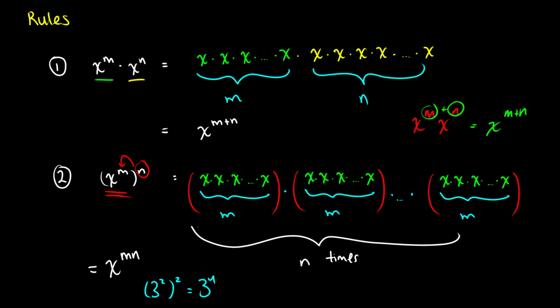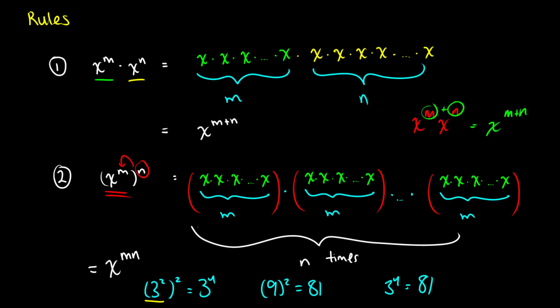So what is 3 squared? Well, that's 9. So if we square 9, we get 81. Another way of doing 3 to the 4 would be 3 times 3 times 3 times 3, which gives us 9 times 9, which is 81. So both of these methods give us the same result here.